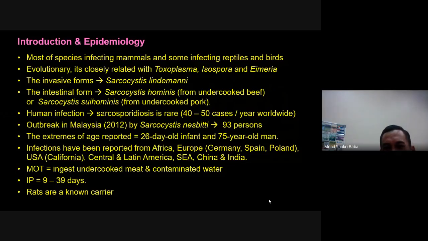Biasanya seluruh dunia dilaporkan hanya ada antara 40 ke 50 cases setahun. Pernah berlaku di Malaysia outbreak pada 2012 baru lagi, alright, melibatkan Sarcocystis nesbiti, which is melibatkan 93 orang, berlaku di Sarawak kalau tak salah saya. Yeah, it happened in Sarawak.